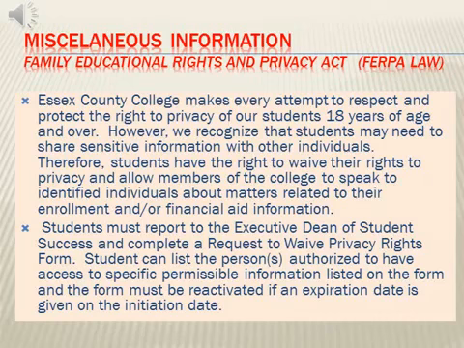Students must report to the Executive Dean of Student Success and complete a request to waive privacy rights form. Students can list the persons authorized to have access to specific permissible information listed on the form, and the form must be reactivated if an expiration date is given on the initiation date.